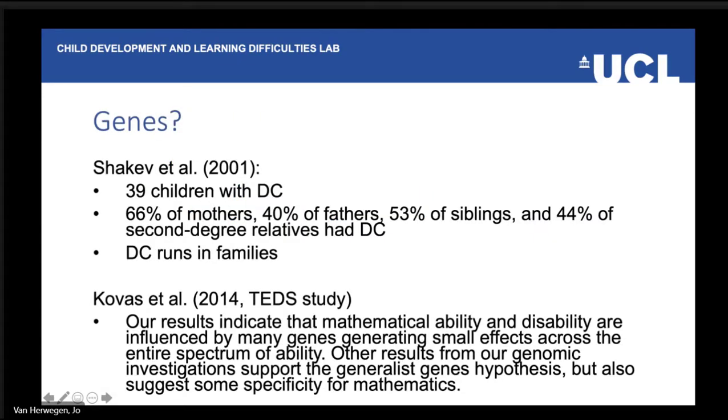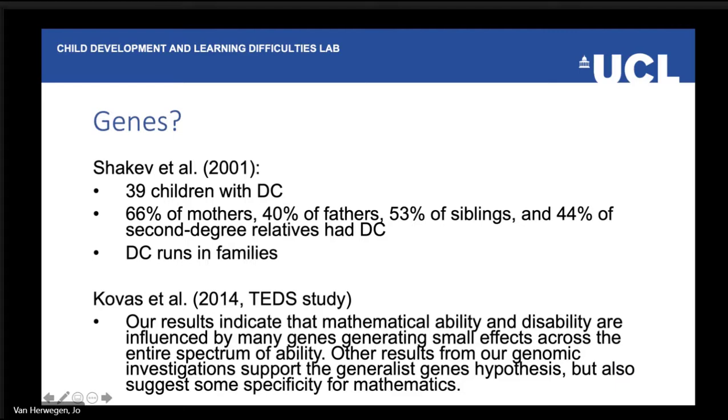We also know that developmental dyscalculia, but not necessarily mathematical learning difficulties, runs in families. One study I've highlighted here is by Shalev in 2001, which found that if you look at children who meet the criteria for dyscalculia, you also find that they have mothers, fathers, siblings, and second-degree relatives who meet the diagnostic criteria for it.